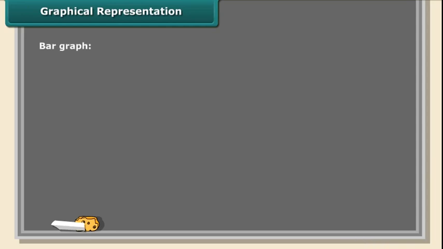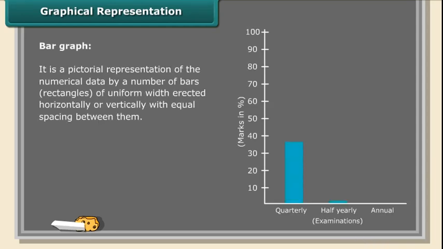Bar graph. It is a pictorial representation of numerical data by a number of bars, rectangles of uniform width, erected horizontally or vertically with equal spacing between them. The bar graph shows Divya's performance in the quarterly, half-yearly and annual examinations. It helps us to compare the whole year's performance.